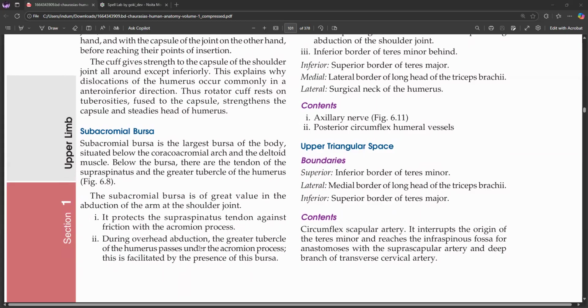Subacromial bursa is the largest bursa of the body, situated below the coracoacromial arch and the deltoid muscle. Below the bursa, there are the tendon of the supraspinatus and the greater tubercle of the humerus. Figure 6.8. The subacromial bursa is of great value in the abduction of the arm at the shoulder joint. It protects the supraspinatus tendon against friction with the acromion process. During overhead abduction, the greater tubercle of the humerus passes under the acromion process. This is facilitated by the presence of this bursa.